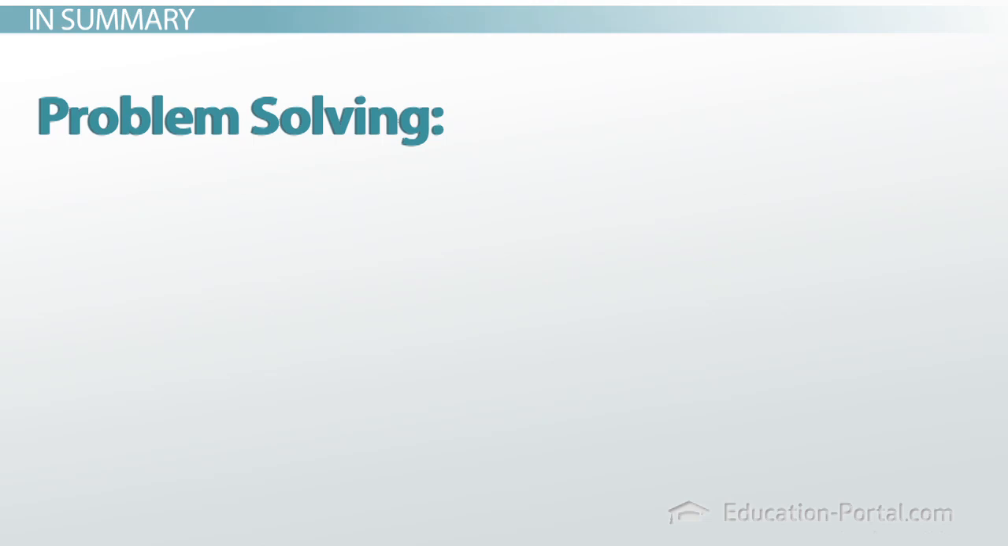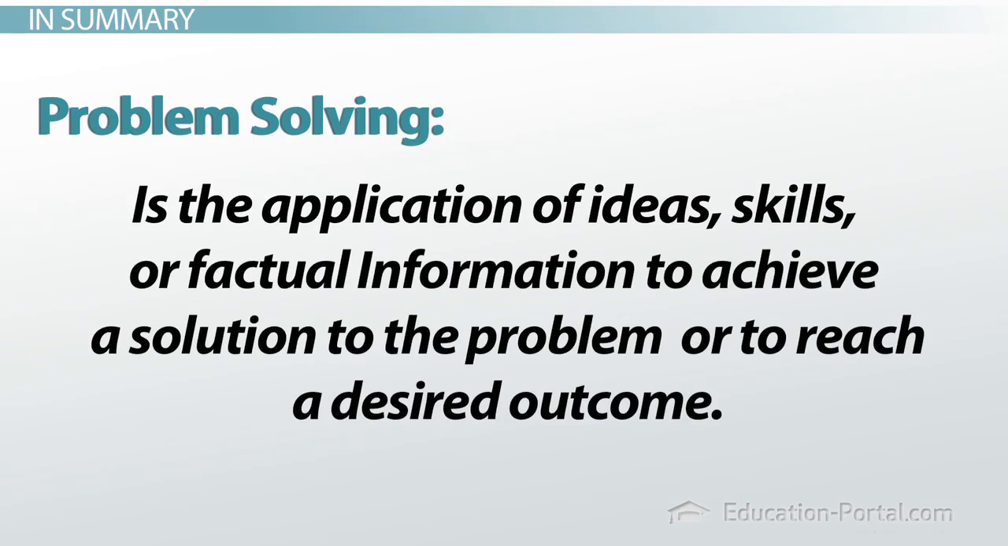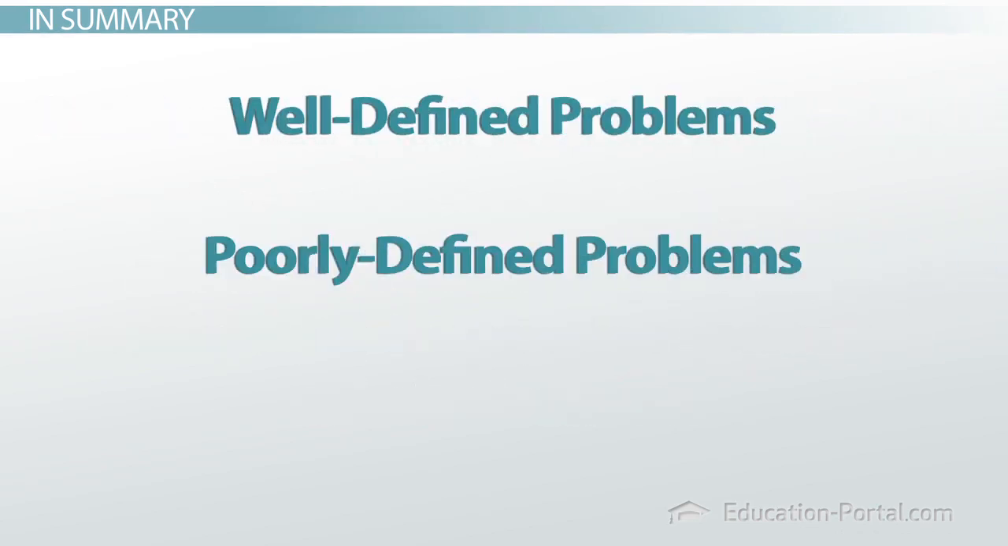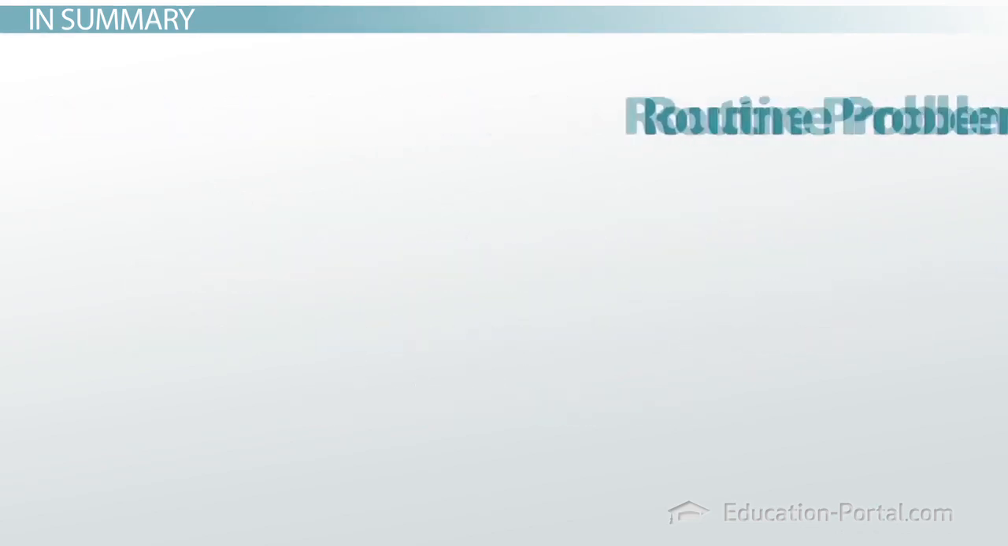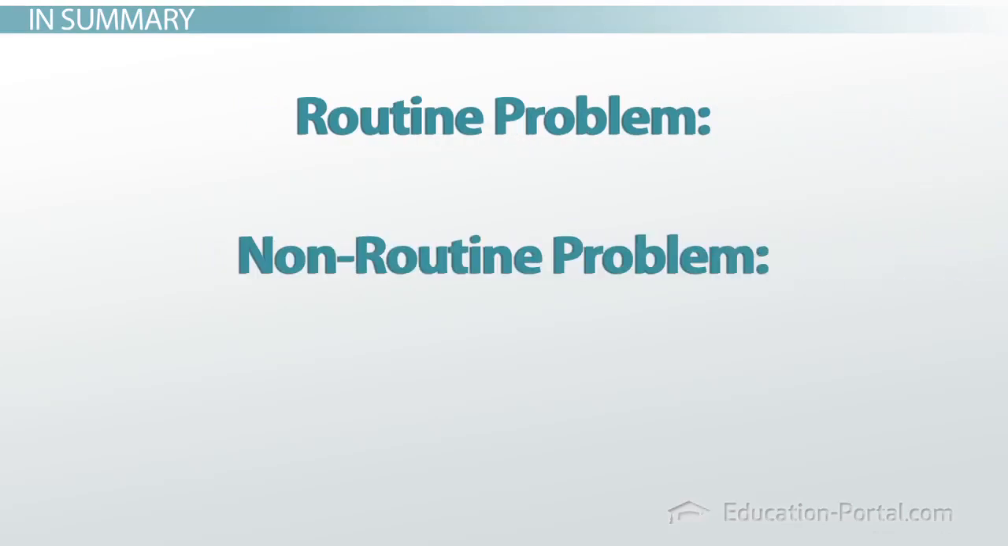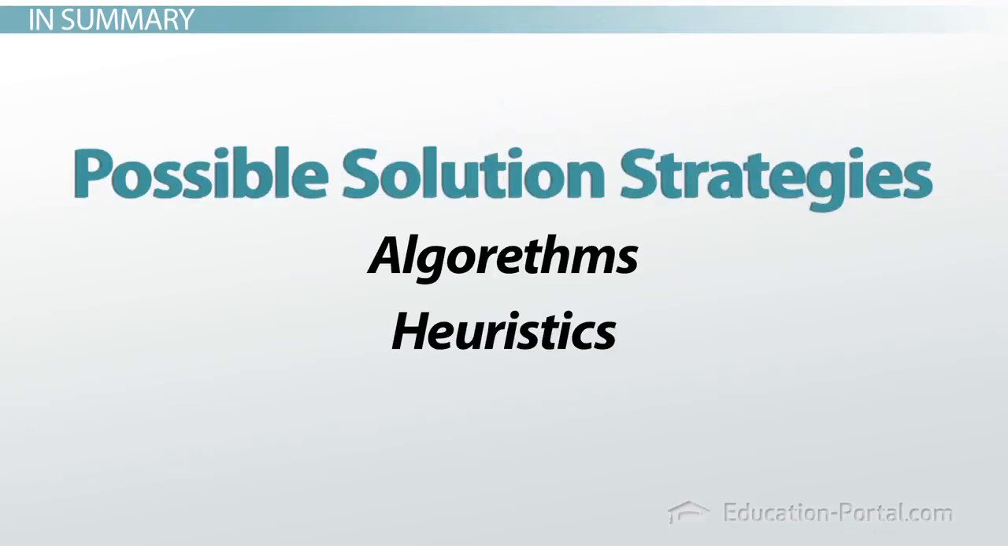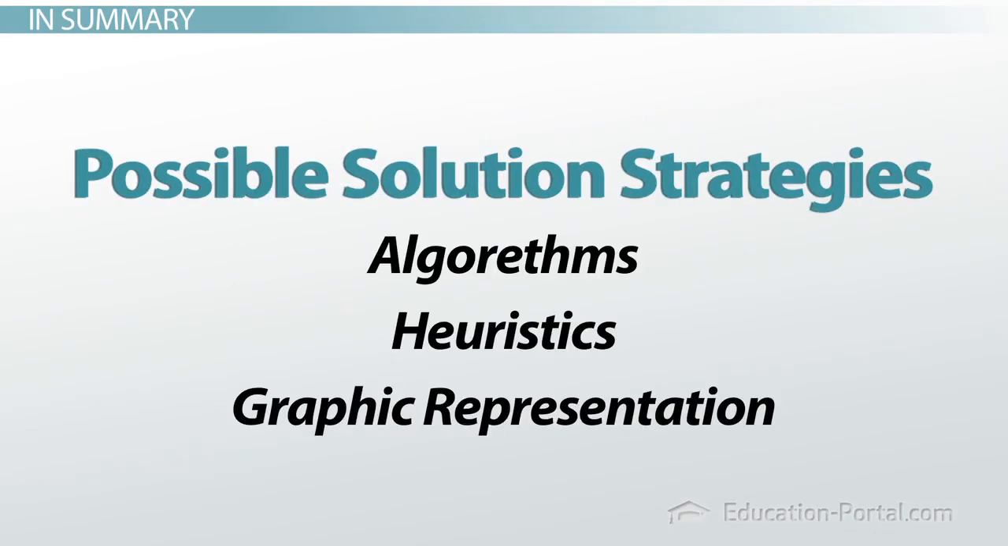In summary, problem solving is the application of ideas, skills, or factual information to achieve the solution to a problem or to reach a desired outcome. Before we solve a problem, we should know what kind of problem it is. There are well-defined problems and poorly defined problems, as well as routine and non-routine problems. There are many possible problem-solving solutions or strategies. This lesson covered algorithms, heuristics, graphic representations, and the IDEAL strategy.